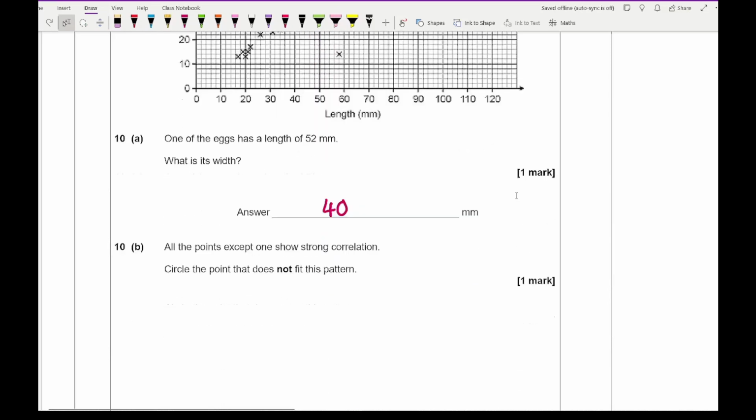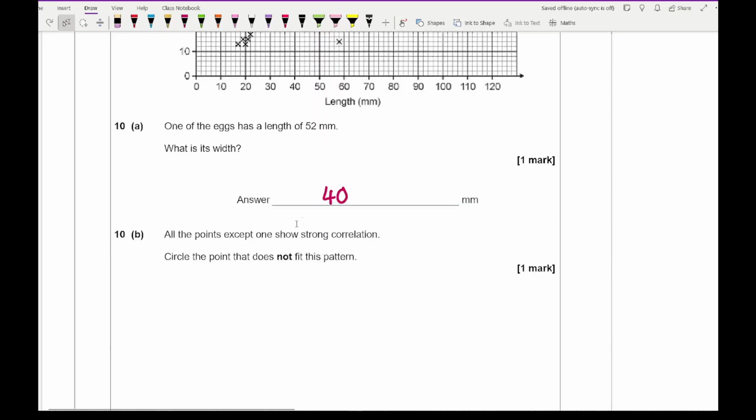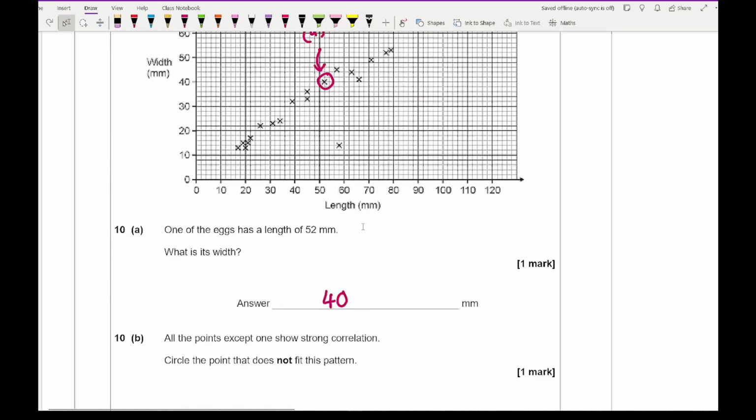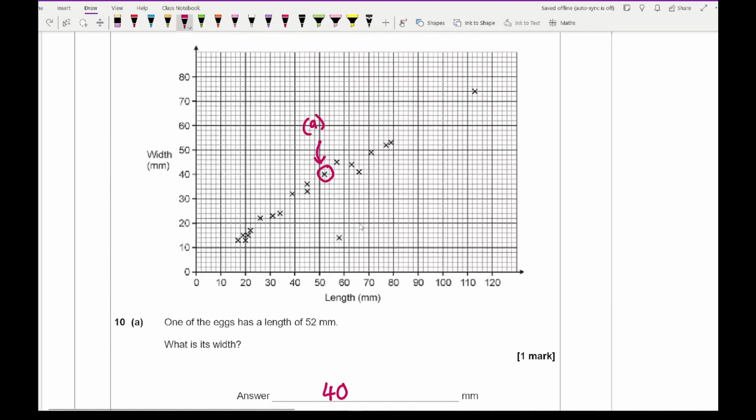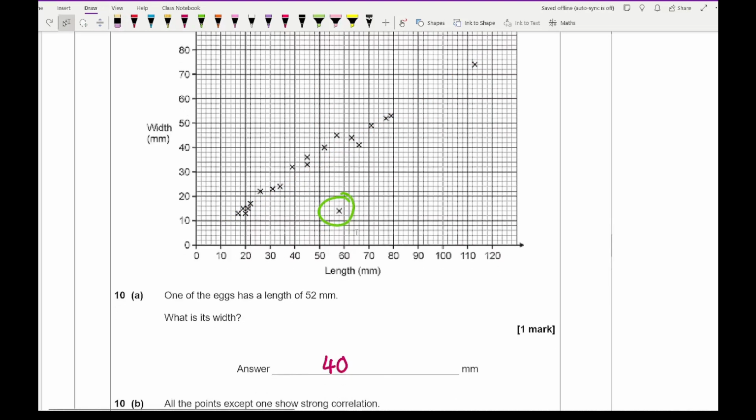Then for 10B, it says all of the points except one show strong correlation. Circle the point that does not fit the pattern. Well, for strong correlation, we want to draw a line of best fit. So if you imagine a line of best fit looking something like this, which one stands out? Well, it's going to be this one here. So if you have a circle for part A, make sure you get rid of that, because on the scattergram, we only want to show one of those points circled, which is that one there.